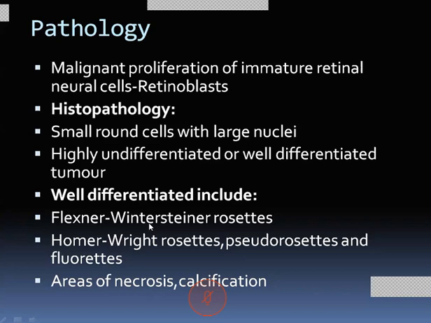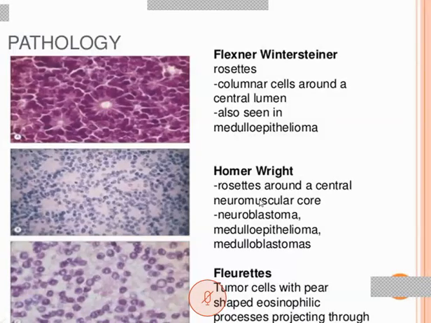We can see the Flexner-Wintersteiner rosettes. We can see columnar cells arranged around a central lumen. That is the Flexner-Wintersteiner rosette, also seen in medulloepithelioma.